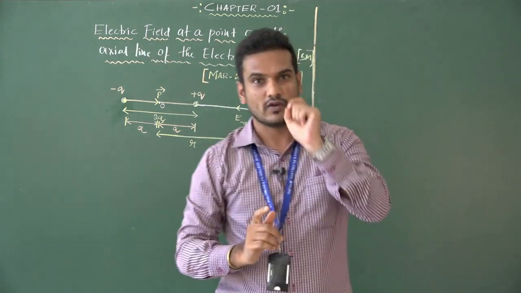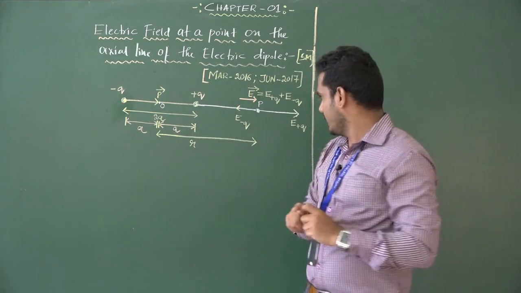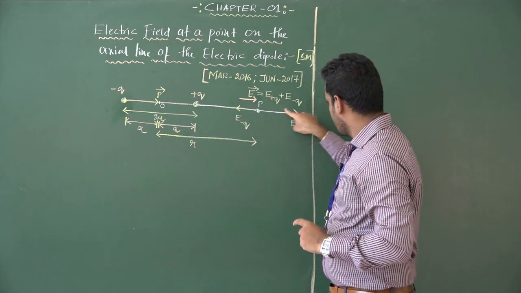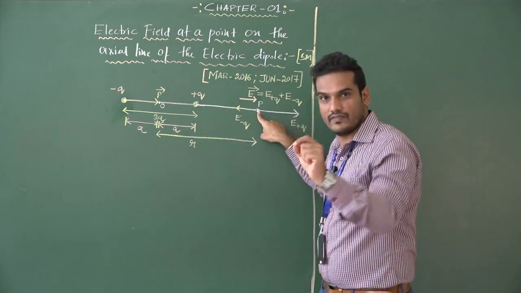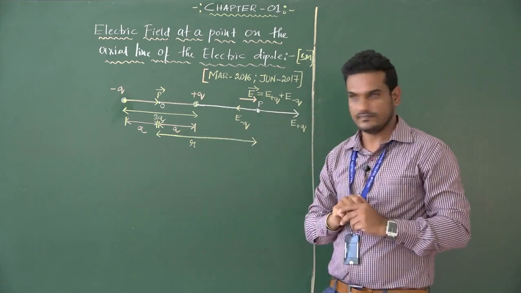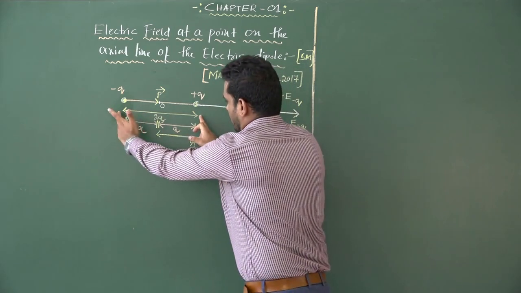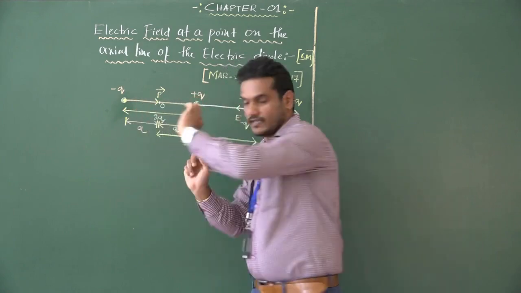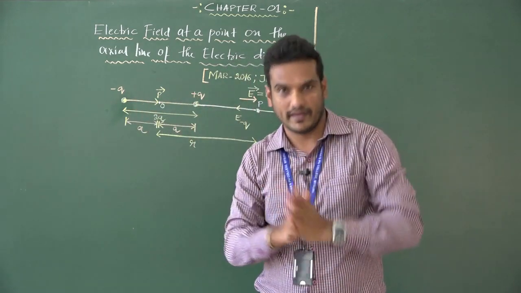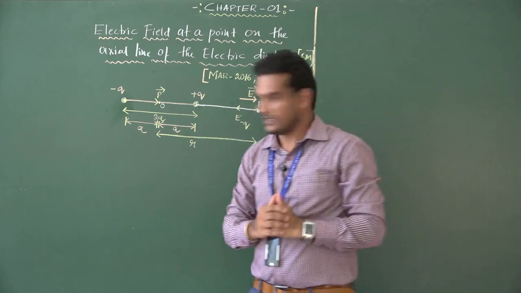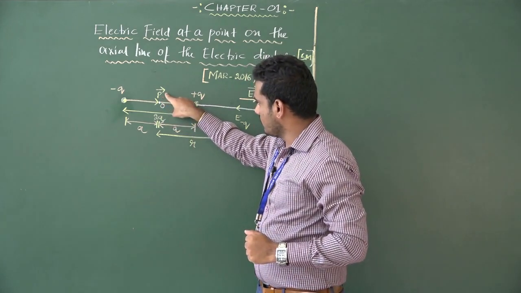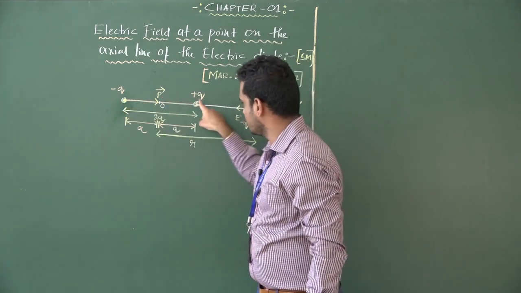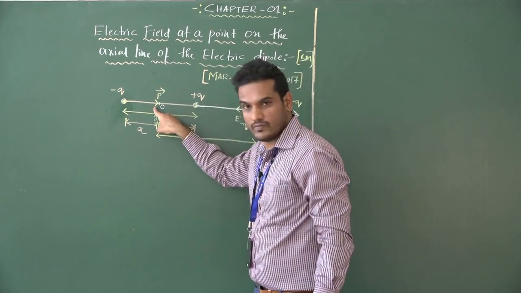So we have to mark one point on the axial line of the electric dipole. This is the axial line of the electric dipole. I marked the point and gave it the name P. One more thing you can notice: this is the midpoint of the electric dipole, and p vector is the electric dipole moment. In the last class we learnt that the direction of the electric dipole moment is from the negative charge to the positive charge. Look at the arrow mark.